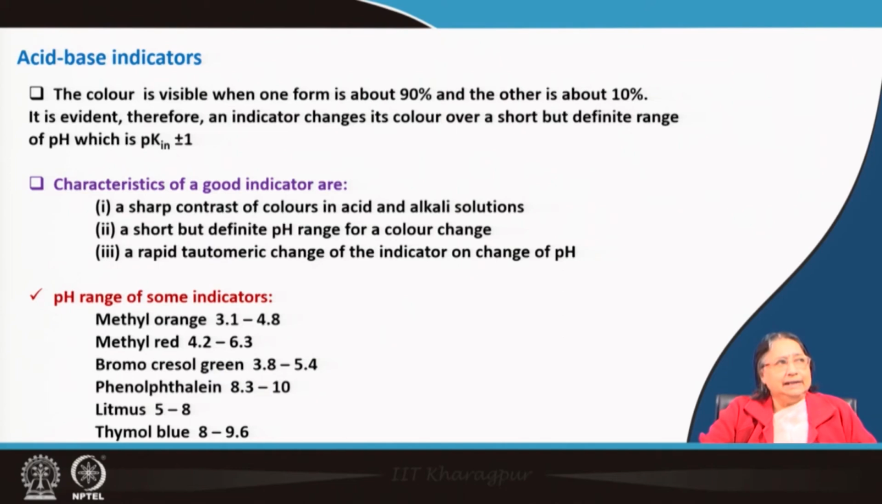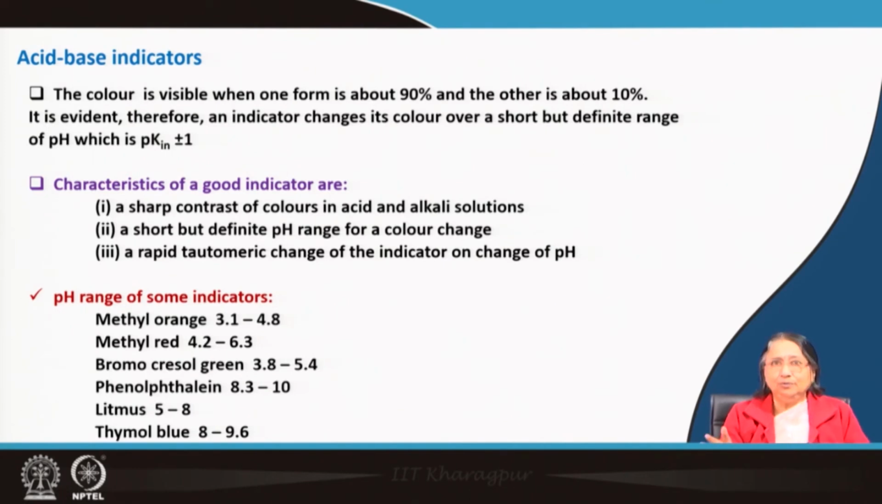Now comes the acid base indicators. When will we see colorless and when will we see the colored form? Because it is a mixture of two forms, one color will be predominating, because it is titration. So, you have to know the neutralization point. This is very important to know: the color is visible when one form is about 90% and the other form is about 10%. It may be 95% and 5% also, but at least 90% it should be, because if both the forms are present 50-50, then you will not visualize the color.